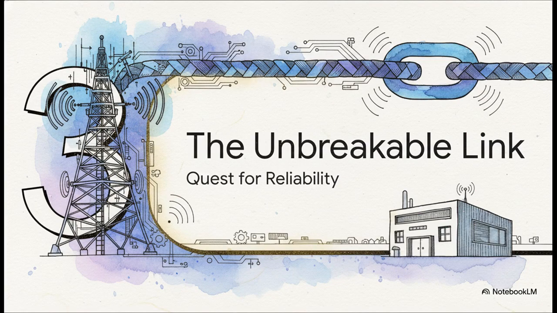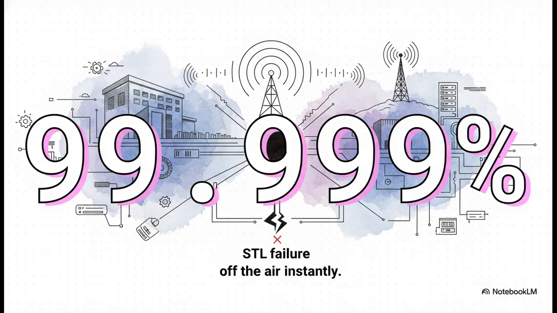Okay, so we've got these three great options, but no matter which one you pick, there is one thing that is absolutely non-negotiable. And that brings us to Section 3, the unbreakable link. We're talking about the never-ending quest for perfection. What does perfection look like? It looks like this number, 99.999%. You'll hear engineers call this 5 nines of uptime.